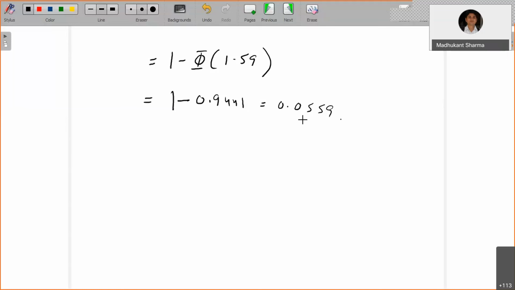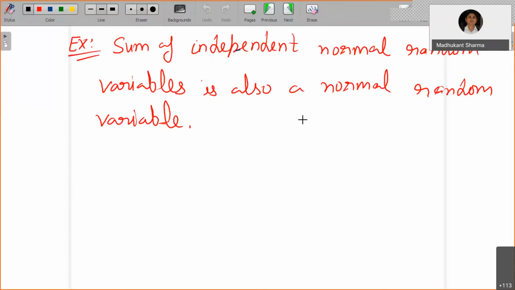Okay, so we have also understood that the sum of independent Poisson distributed variables also follows a Poisson distribution, and the sum of independent binomial random variables also follows a binomial, with the probability of success the same in each independent trial. Let's also take into consideration that the sum of independent normal random variables is also a normal random variable.